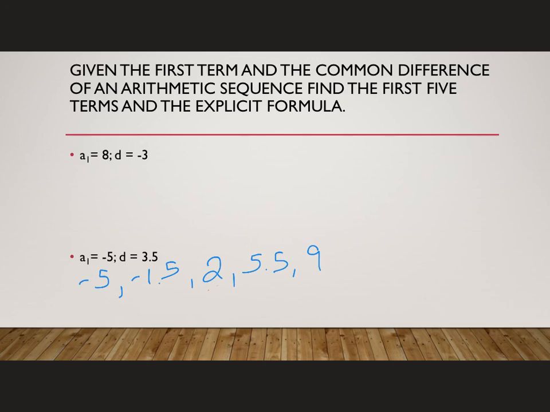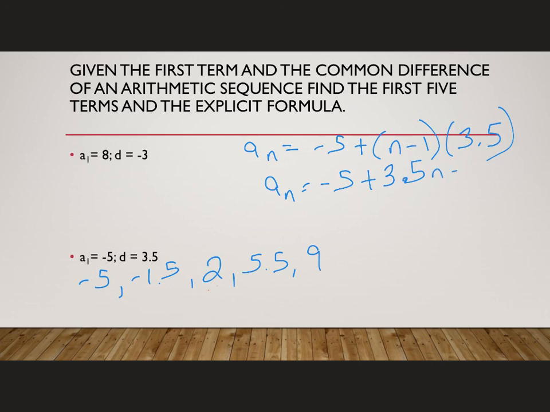Now I'm just writing my explicit formula. A sub n equals, first term is negative 5 plus n minus 1 times 3.5. So a sub n equals negative 5 plus, I'm distributing my 3.5, 3.5n minus 3.5. I'm going to combine my like terms. I have a sub n equals negative 8.5 plus 3.5n. Okay, good luck on your classwork.